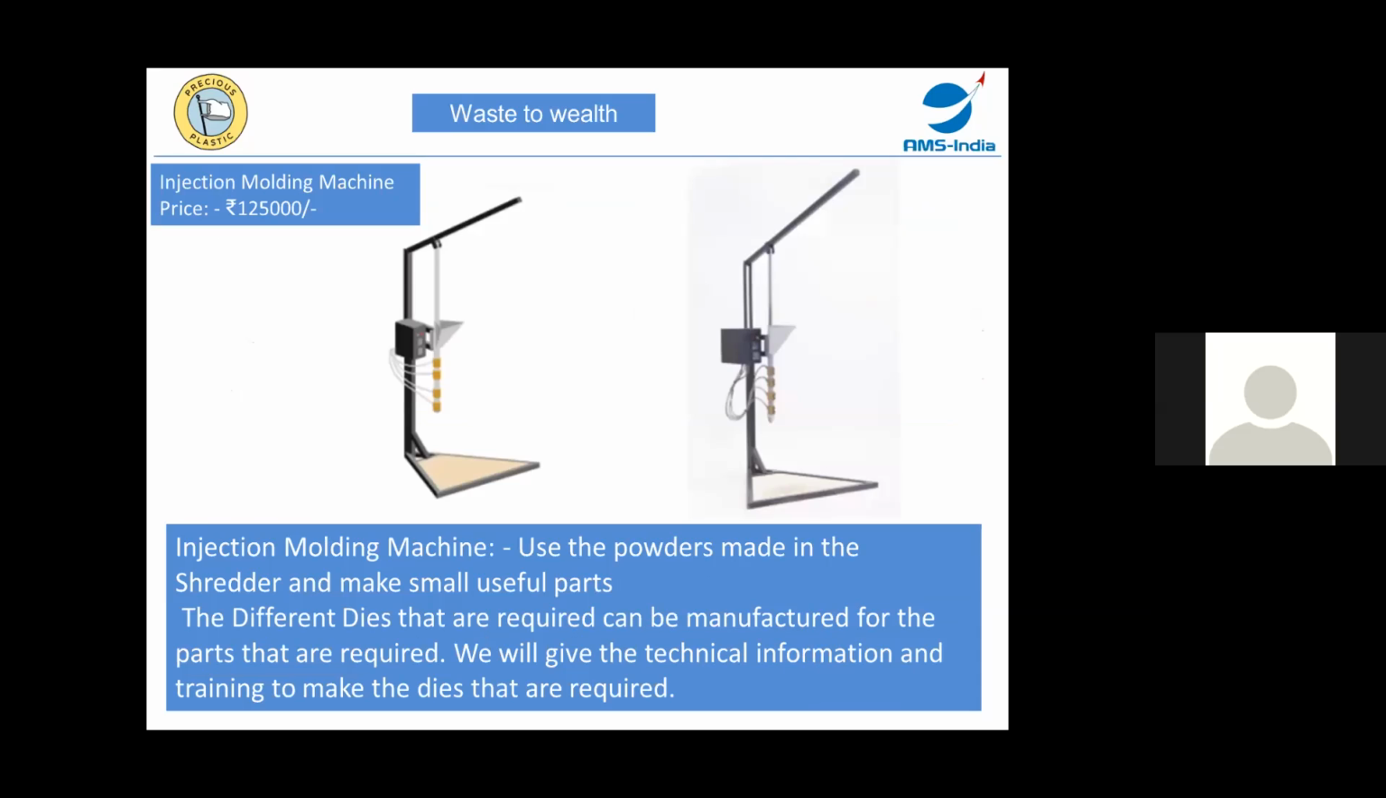Second thing is, we also have small hand operated injection molding machines. There are a variety of dies that we have created which can be used. We'll show in the future slides what type of parts are made. With this, people who want to make parts themselves can do so. All these machines are single phase, can be put in a house or in a community, and used to make parts.